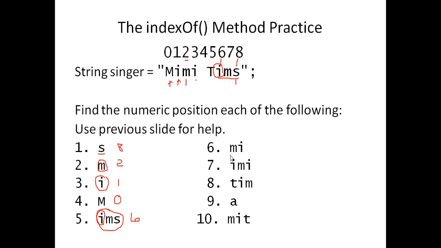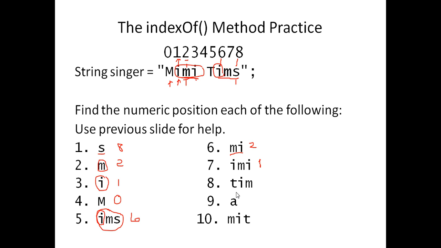Okay, here's mi. It's looking for the first instance of mi. Really there's only one instance of a lowercase m and a lowercase i, and that's right here. Remember, it's looking for the position of the first character, and the first character is m, so this is 2. What is the position of imi? Well, we're looking for an imi, and imi is right here, and it's looking for the position of the first character, so this i is where it's looking, and that's a 1.